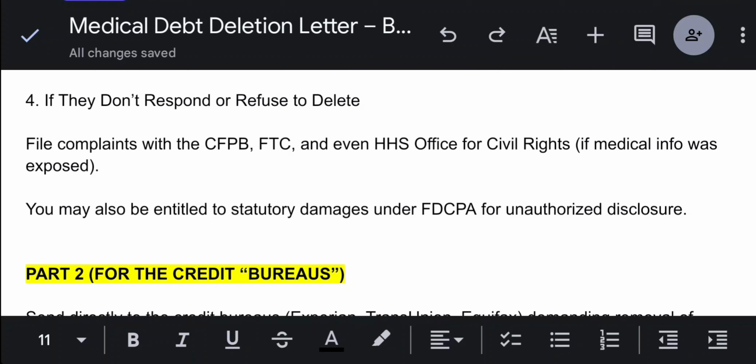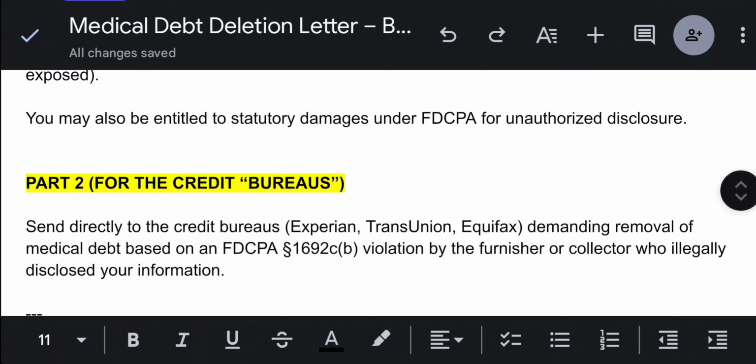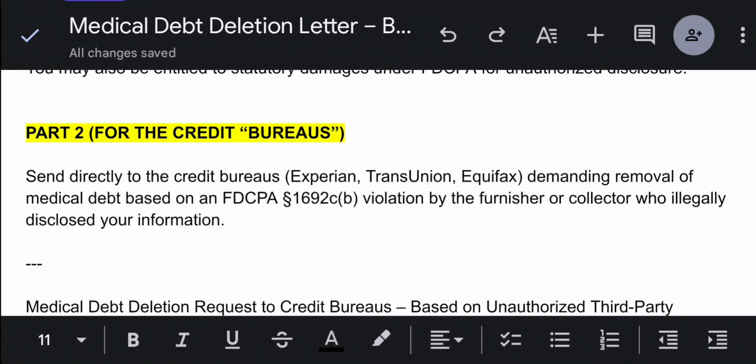Now, salute to those who stayed around to this part because this is a part 2. So this is actually 2 letters that's positioning you to really maximize this opportunity. Part 2, and this is for the credit bureaus. I put bureaus in quotations because really they're consumer reporting agencies. They're reporting on your consumer report, but most people recognize and know them as credit bureaus, so I just wanted to keep it plain. So you send this directly to the credit bureaus, Experian, TransUnion, Equifax, demanding removal of medical debt based on an FDCPA 1692CB violation by the furnisher or collector who illegally disclosed your information.